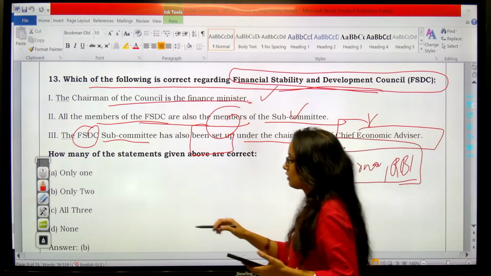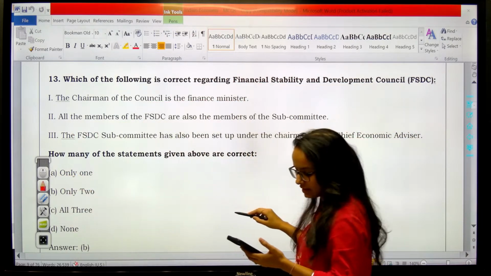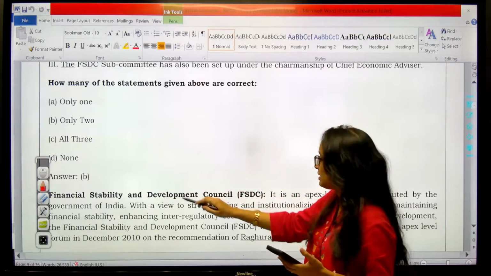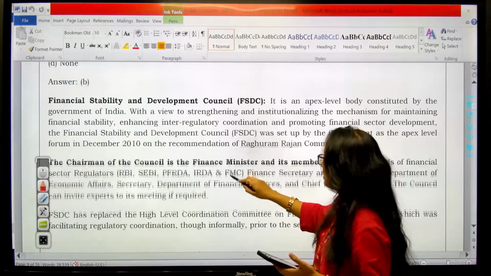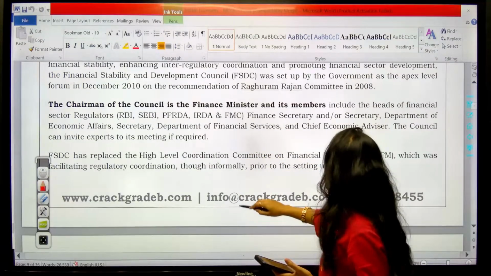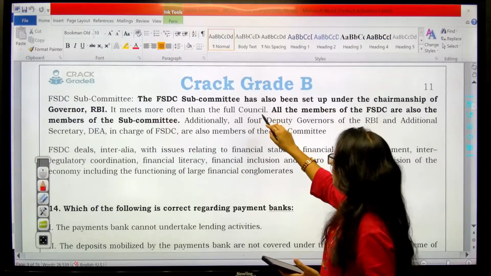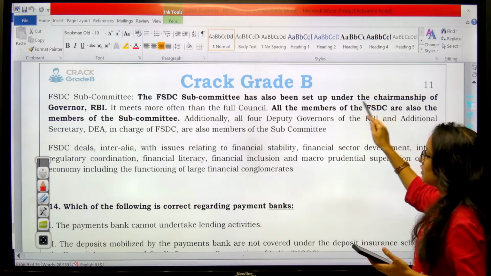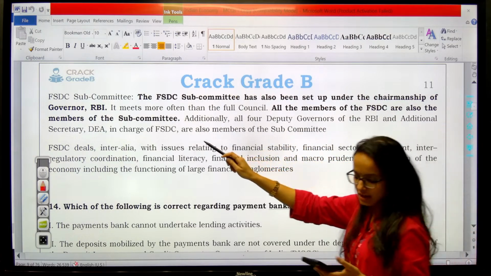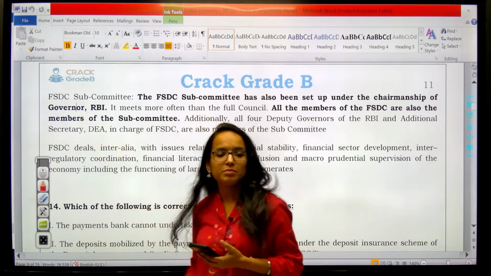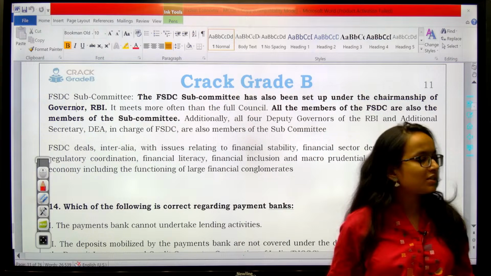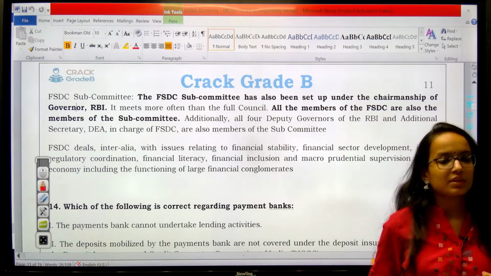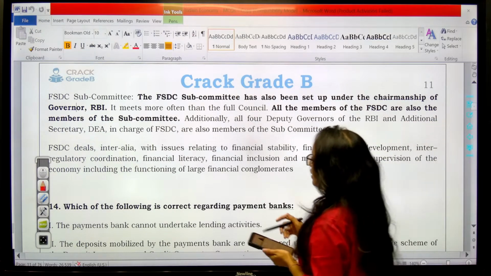Clear? So B has to be the right answer. Only 2. Yes, B is the right answer. Only 2 statements are correct. Right. Now as you can see here, the FSDC subcommittee has also been set up under the chairmanship of the Governor of RBI. So the RBI Governor chairs the subcommittee of FSDC. Clear? This is the thing.